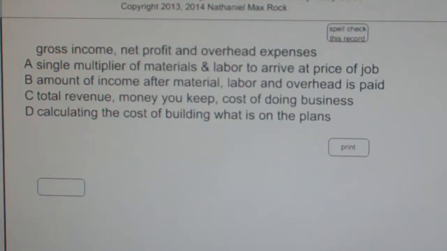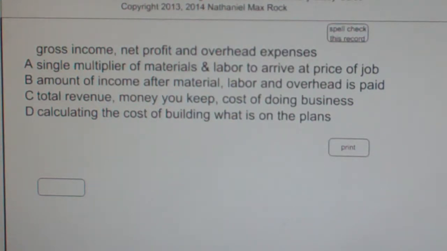Multiple choice question, gross income, net profit, and overhead expenses. A. Single multiplier of materials and labor to arrive at price of job. B. Amount of income after material, labor, and overhead is paid. C. Total revenue, money you keep, cost of doing business. D. Calculating the cost of building what is on the plans.